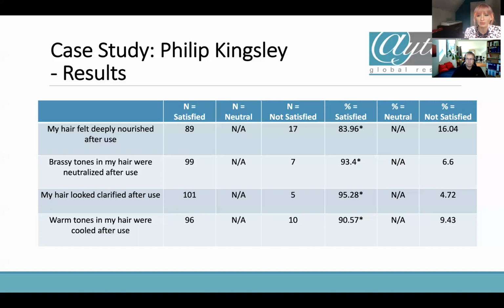And as you can see, we've got some really, really high claims here. So a fantastic basis for them to start using that data in their marketing, and particularly for the claims to do with neutralizing the tones and cooling the warm brassy tones. We've got over 90% there. So really excellent.